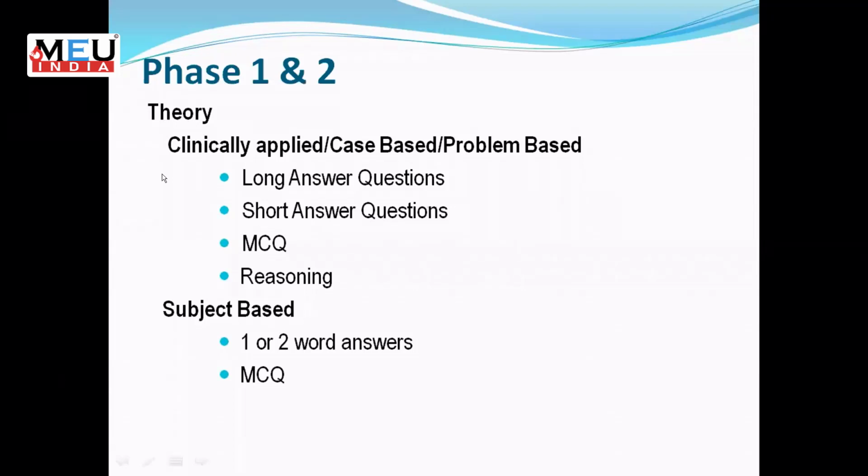As far as the cognitive or theoretical part is concerned, how we are distributing the questions: the applied or case-based can be incorporated into short answers, MCQs, and reasoning. The subject-based can be a 1 or 2 word answer and an MCQ. For a 1 or 2 word answer, for example, the blood supply of the thyroid gland. If they just mention the 2 arteries, that will be more than enough for subject-based.